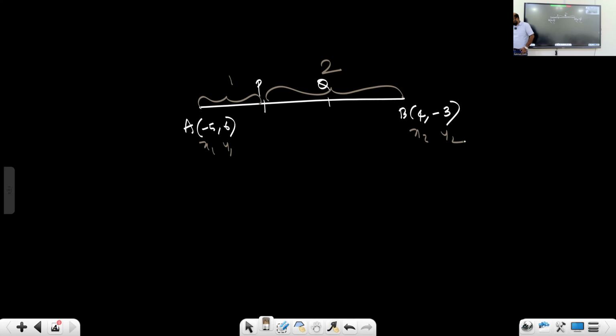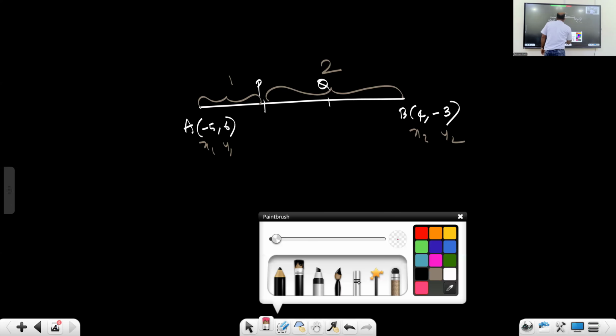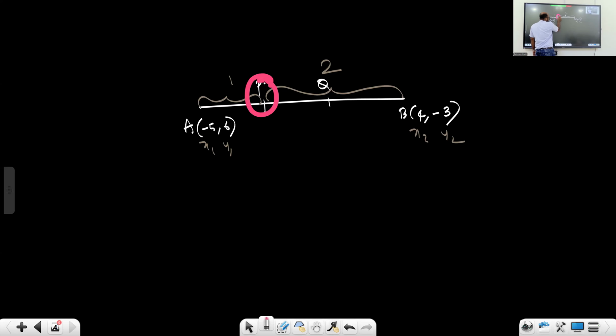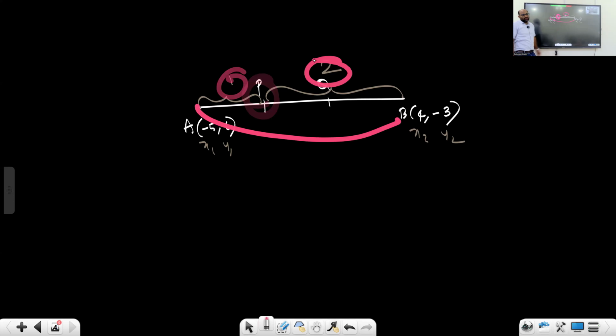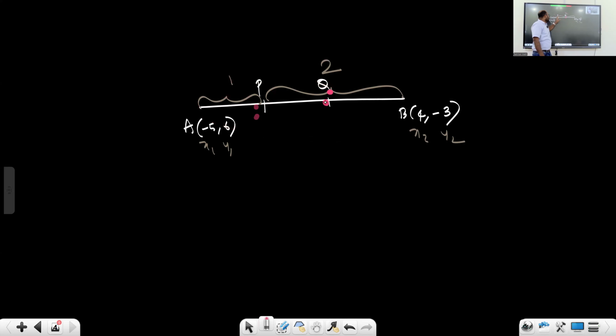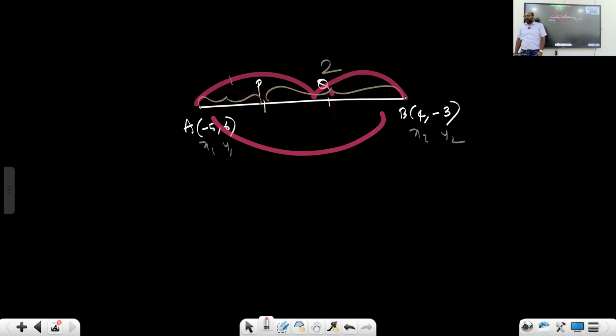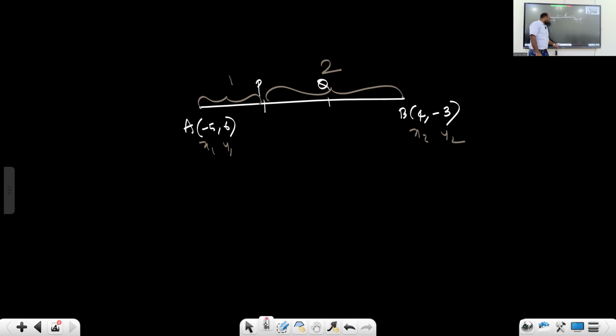Clearly, P divides AB. Tell me, P divides AB in the ratio what? 1:2. That is your choice where you want to cut. If you want, you can cut here or you can cut here. Q divides AB in what ratio? Here 2:1. But no need, only P. If you are finding P, after that we can use the midpoint formula. P divides AB in the ratio 2:1.